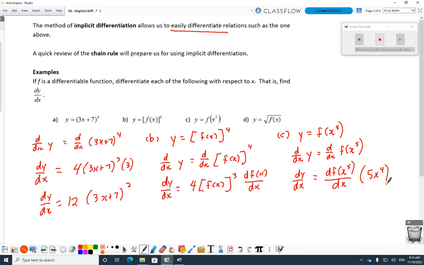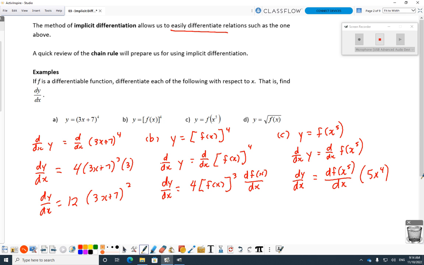And maybe that's the first time that weird way of me saying it starts to make sense, just a tiny bit. It's the derivative of the outside function. The outside function is f. So it's df by dx, but evaluated at the inside. The inside doesn't get touched yet. It just stays inside there. Then the derivative of the inside, which is the 5x to the fourth.